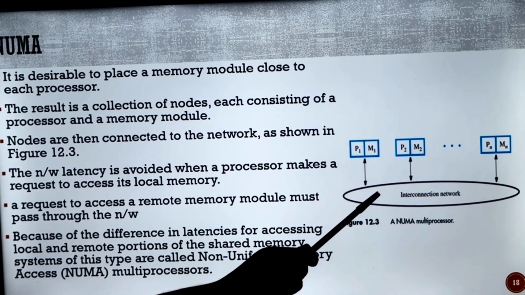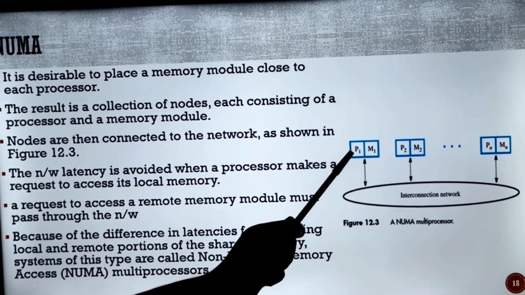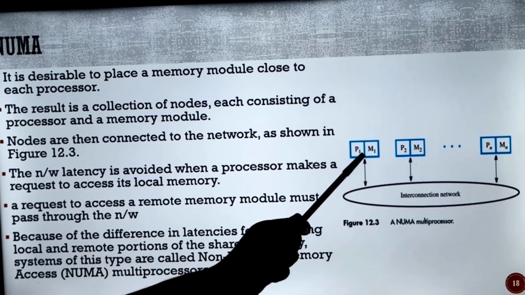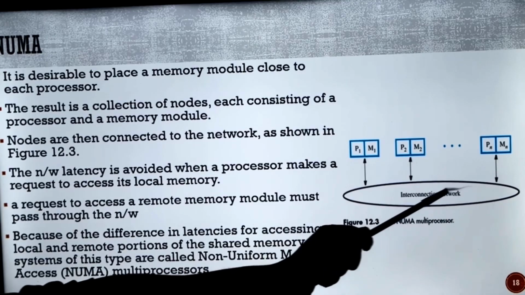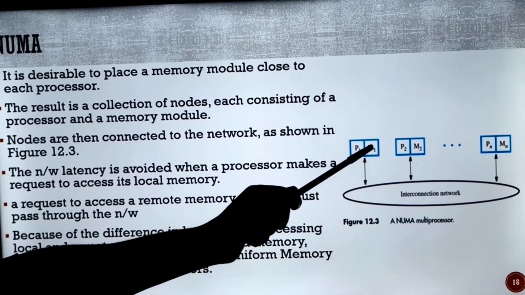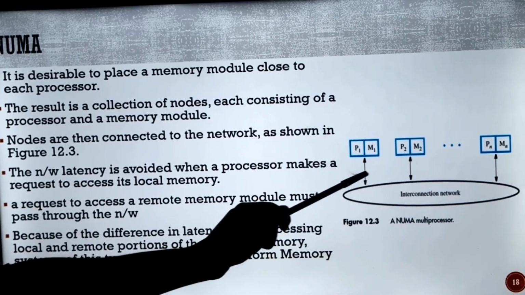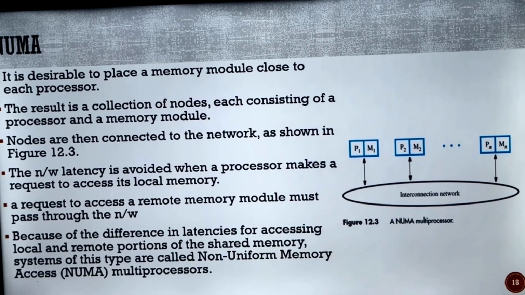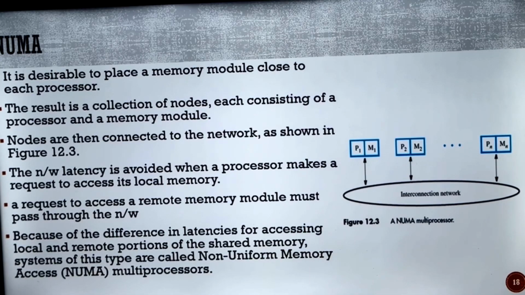But now in this diagram, if you see carefully, the time requirement is not the same now, right? Because M1 is attached to P1, P1 will get it in a much faster way than P2 or Pn, because Pn has to go through the interconnection network to get M1, but for P1 there's no need. Because the time requirement is not the same for all processors to get any particular memory slot, that's why we call this architecture NUMA, non-uniform memory access.